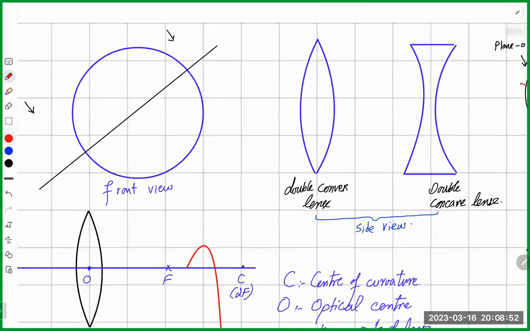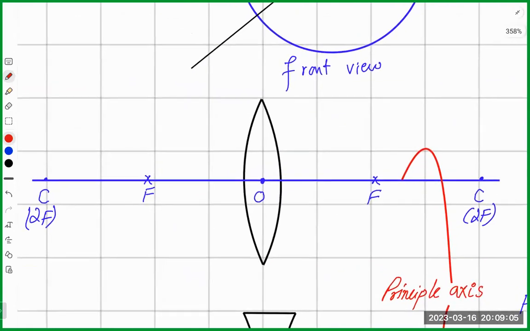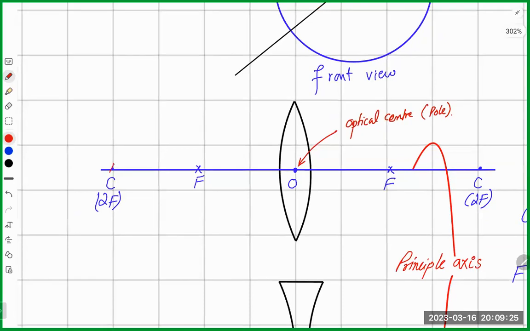The one that is convex on both sides is known as a double convex lens, and the other one is a double concave lens because it is concave on both sides. For any lens, the center point, this point, is called the optical center. We also call it the pole. This point C is the center of curvature.